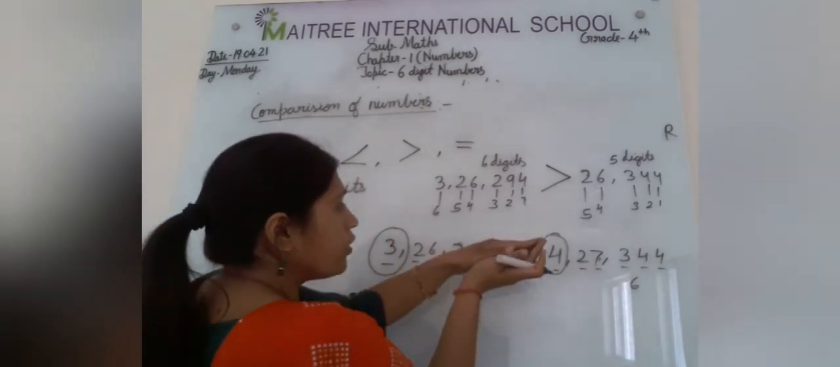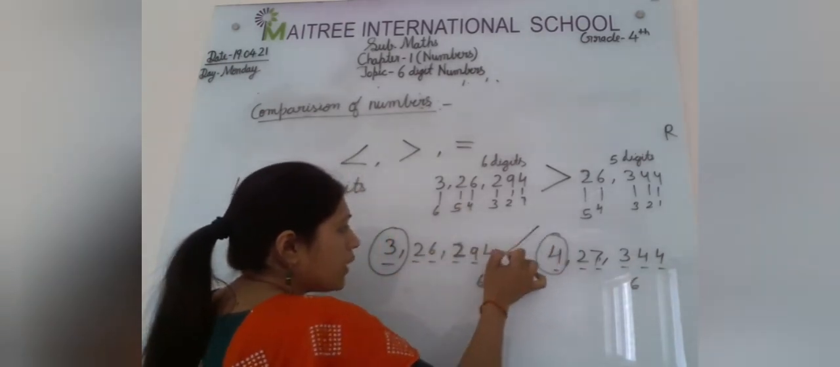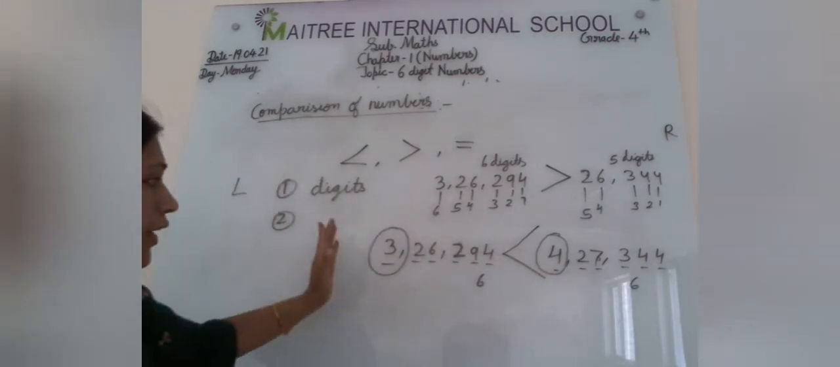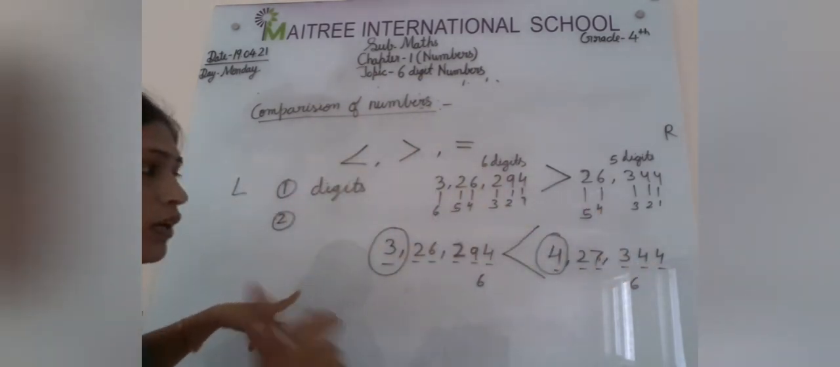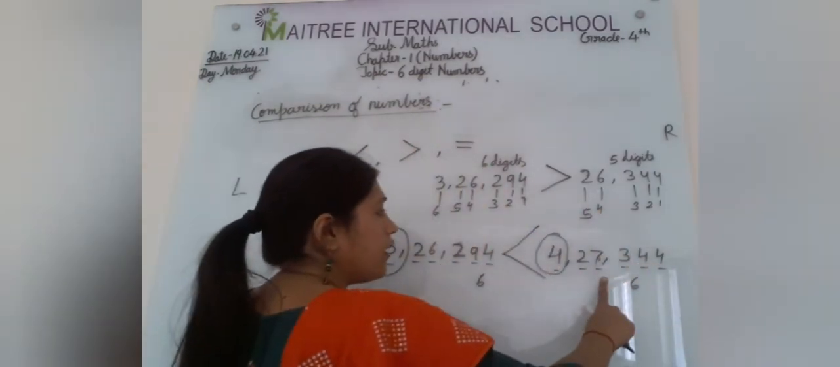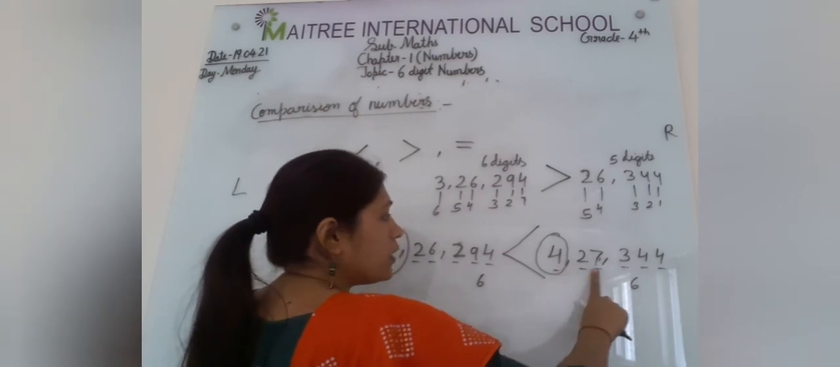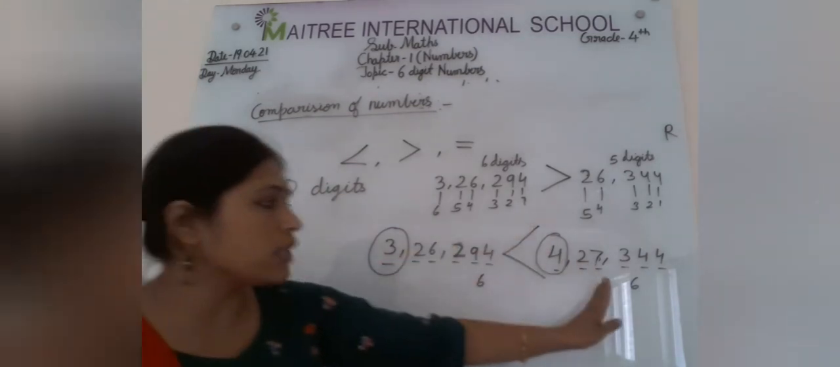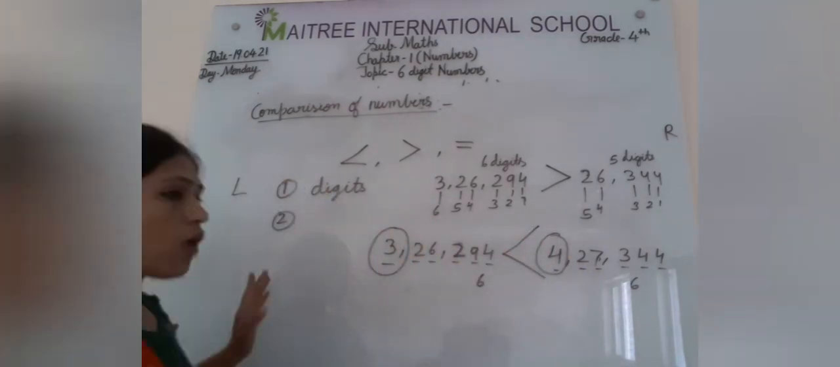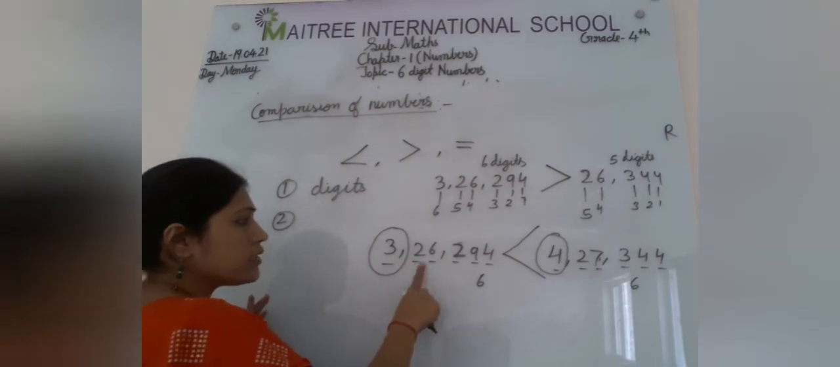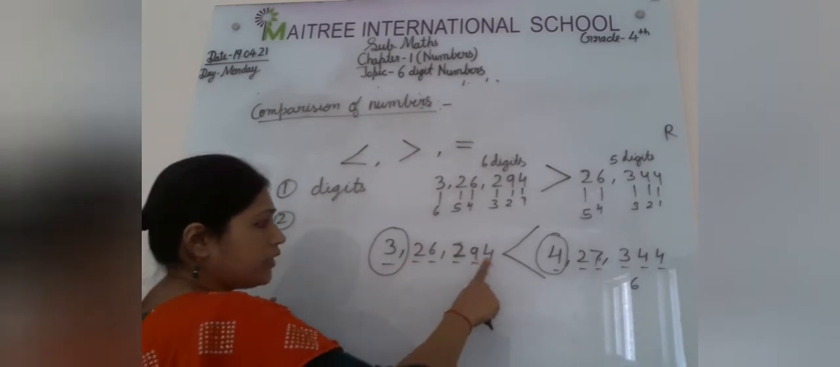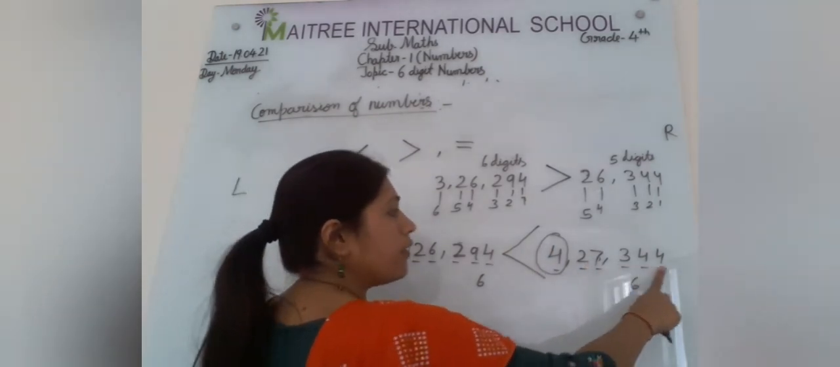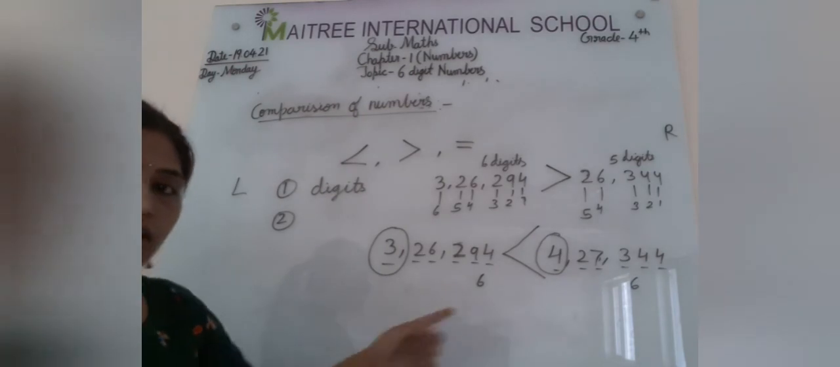4,27,344. So the crocodile will eat this number. He will open the mouth towards this number. And how will we read this statement? We'll read from left to right always. So you will not say 4,27,344 is greater than this. We will not read from this side. Always read from the left side. So how will we speak? 3,26,294 is lesser than 4,27,344. Clear? This is the way to read.